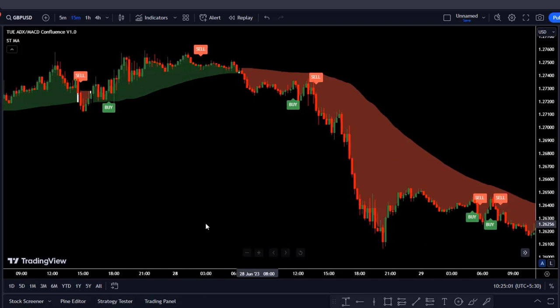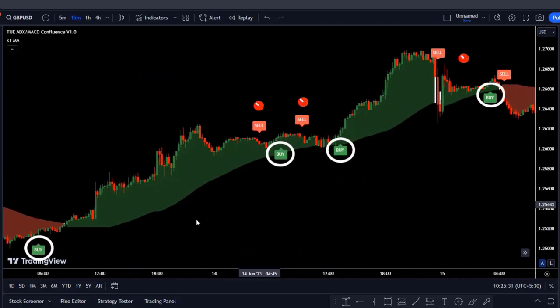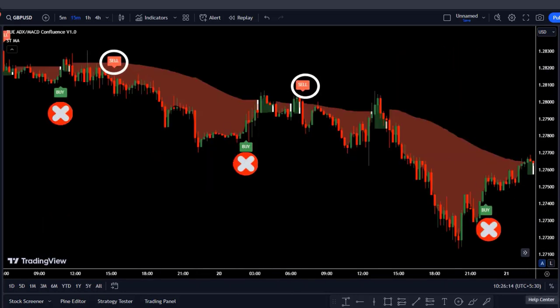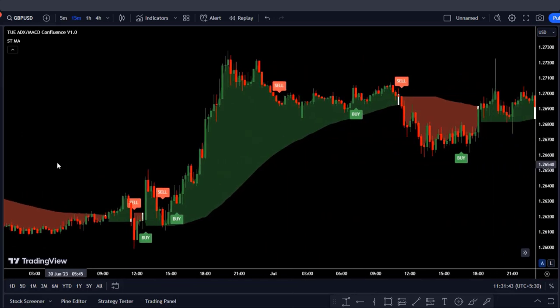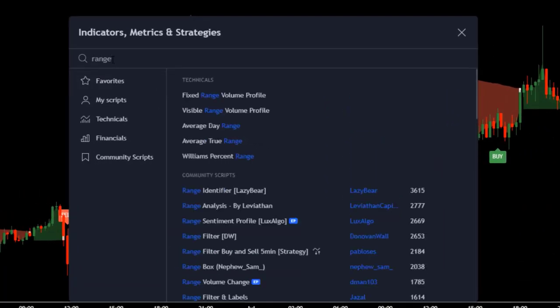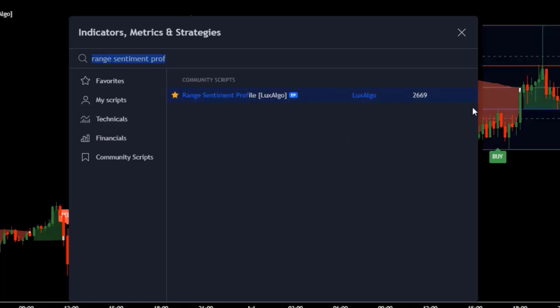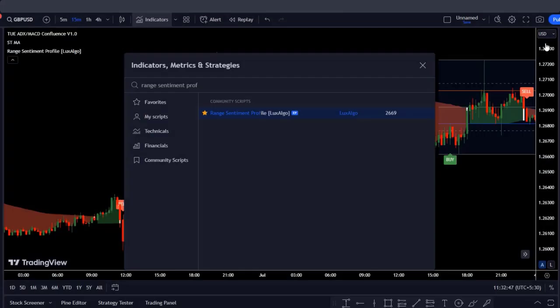To filter out false signals, we'll use the super trend indicator. If it's green, we'll ignore sell signals. If it's red, we'll ignore buy signals. And finally, let me present to you one of the most advanced indicators I've come across on TradingView. Let's head over to the Indicators tab and search for the Range Sentiment Profile. This powerful tool will provide valuable insights into market sentiment within specific price ranges.